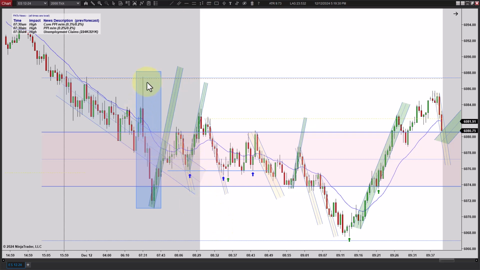But we got a break. We actually had a break before the news, and then we had a break and a move to a new low. And then it looked like we were going to rally out of here and just kind of ended up going sideways. But notice the green channel working up. You get a close outside. There's actually two legs up to a new high.